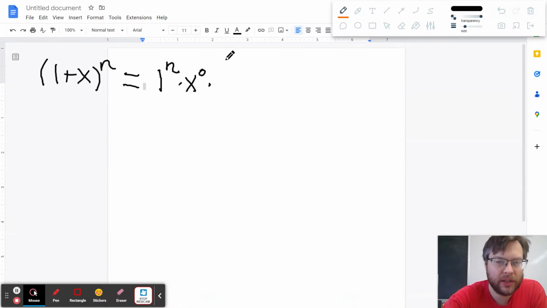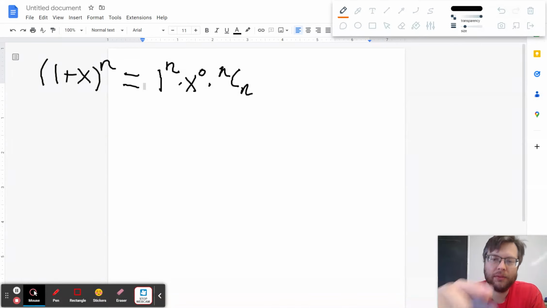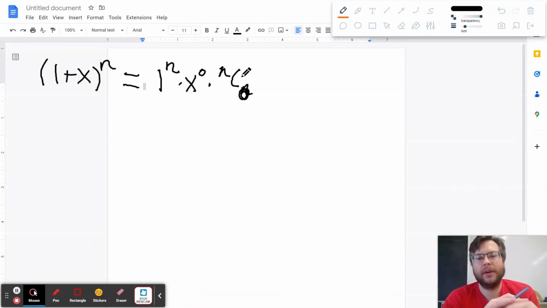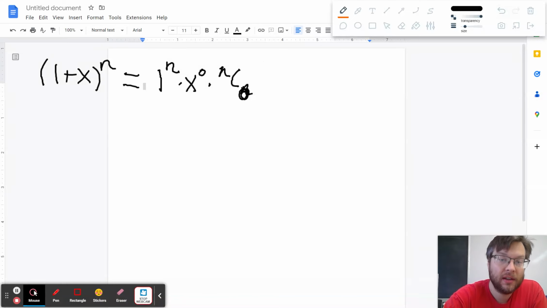So there's two different ways you could write that coefficient. You could either write n choose n, if you're thinking about how you chose all n of the ones, or you can think about that as n choose 0 for how you chose all 0 of the x's. Either way is totally fine. I think I like the n choose 0 version more, not that it matters.